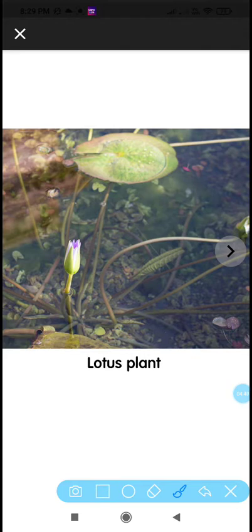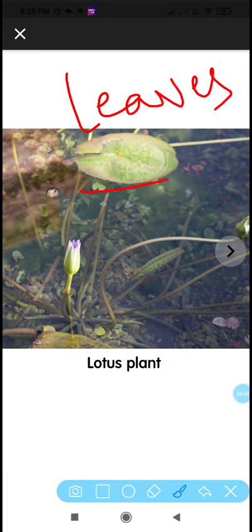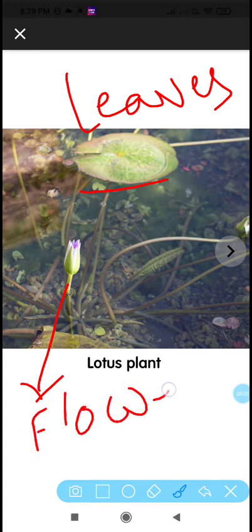You are able to see leaves and you are also able to see the flower. But you are not able to see the roots. Are you able to see the roots in this plant? No, you are unable to find the roots. We will see the reason. Can you identify which plant this is? This is a lotus plant.